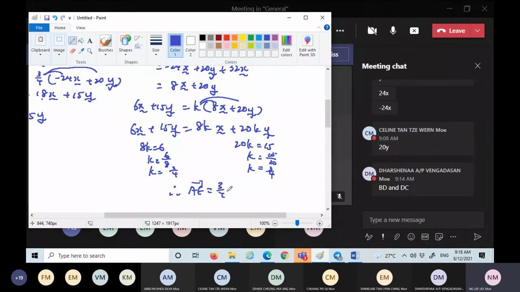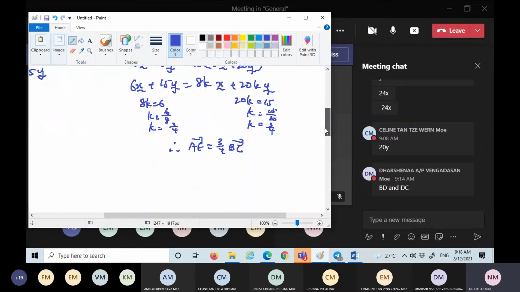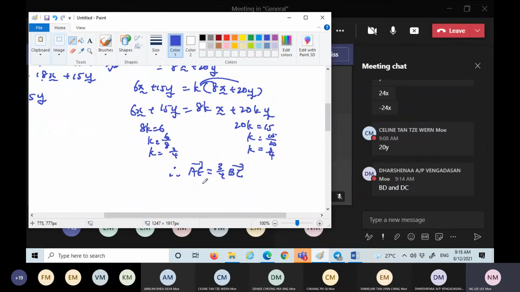Okay, the K now is 3/4. AE, BC, correct. Once you can write one of the vectors as a multiplication of a scalar of the other vector, then the two vectors are parallel. So AE is parallel to BC. This is for question number 2 of the self-practice 8.6.